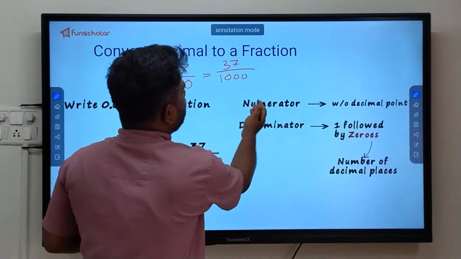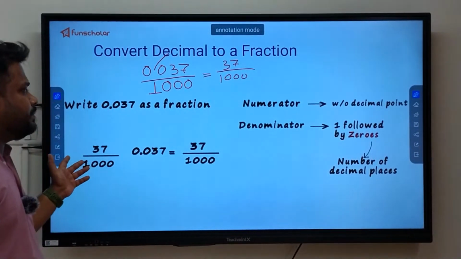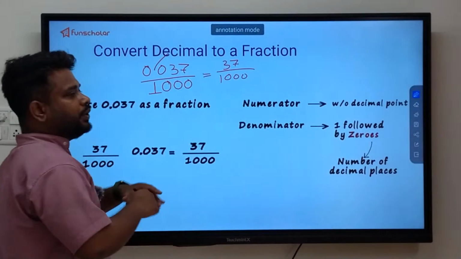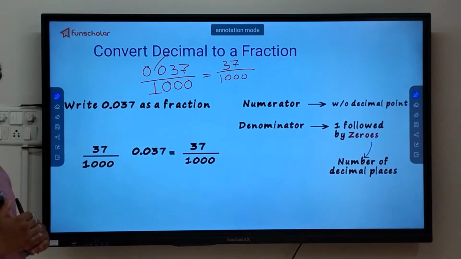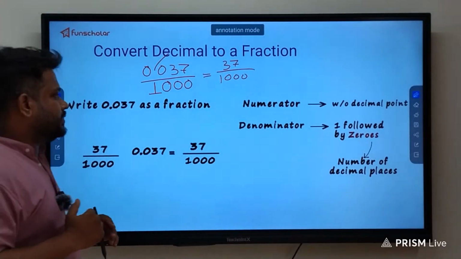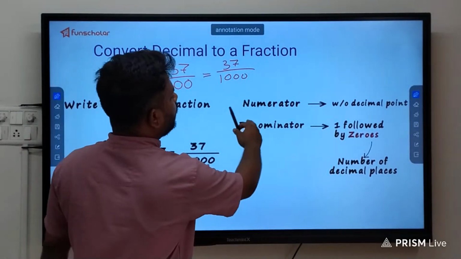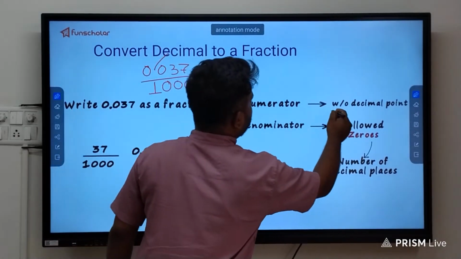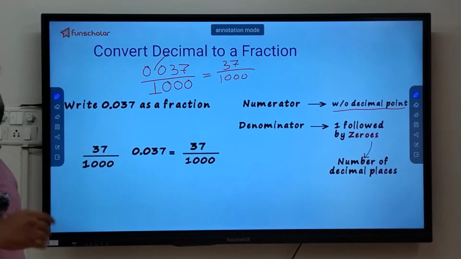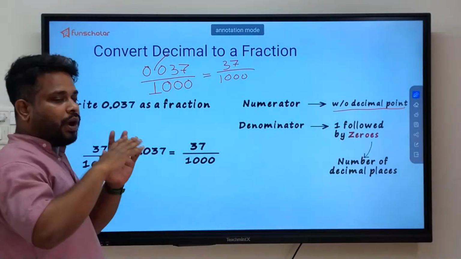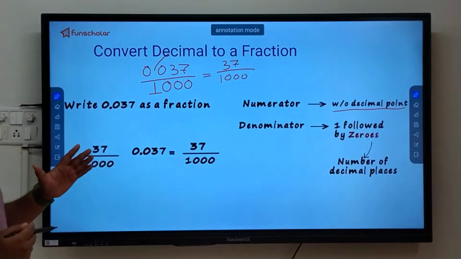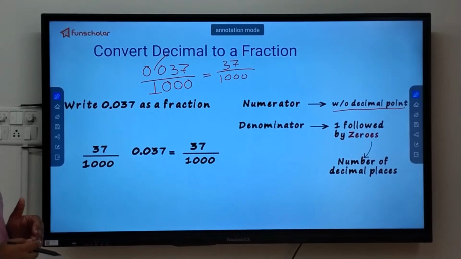We already discussed in the fractions chapter that the numerator stays in the upper side of any fraction, and the denominator stays in the lower side. What we are doing is removing the decimal point from the numerator, and we are just adding zeros after 1 in the denominator position.